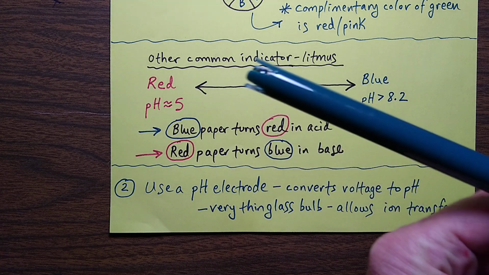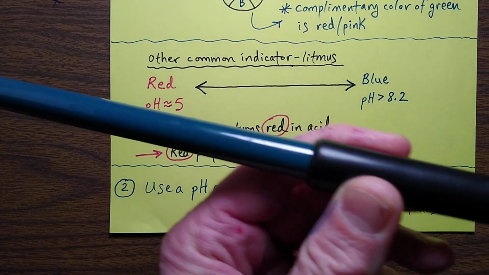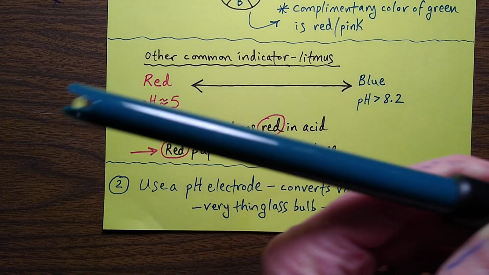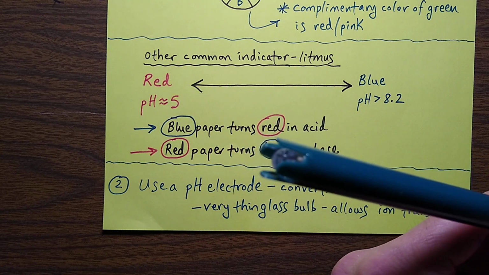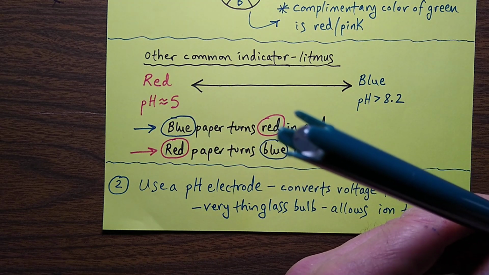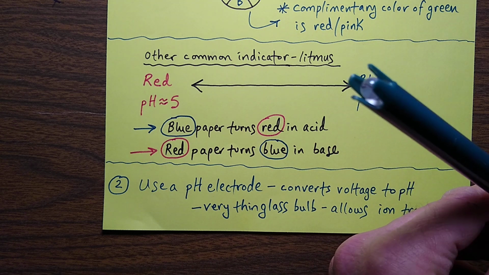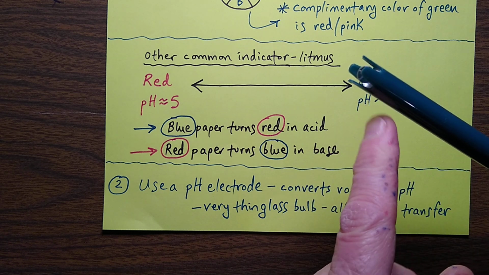A more exact way to do it is you use something like this. This is something you can connect to a computer. It's called a pH probe or pH meter. It's just a long glass tube. You can only see the very end of it. It's very delicate. That's why they have this plastic around it.